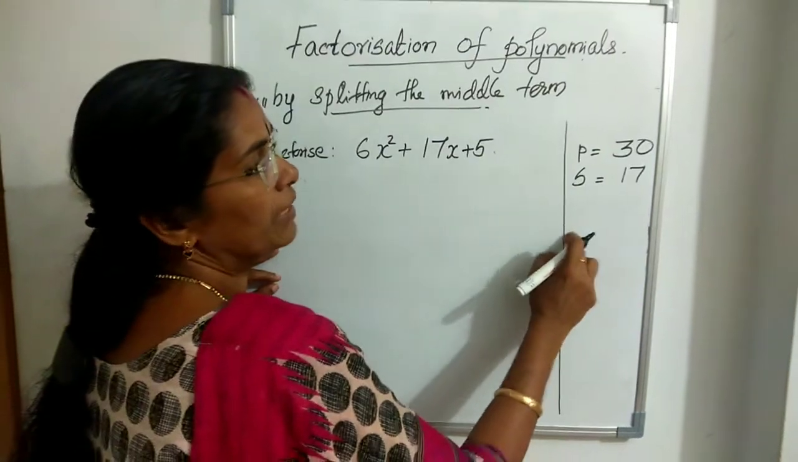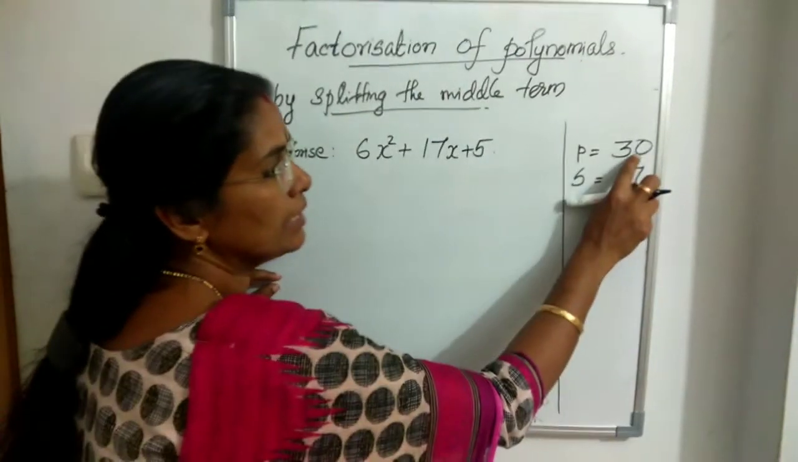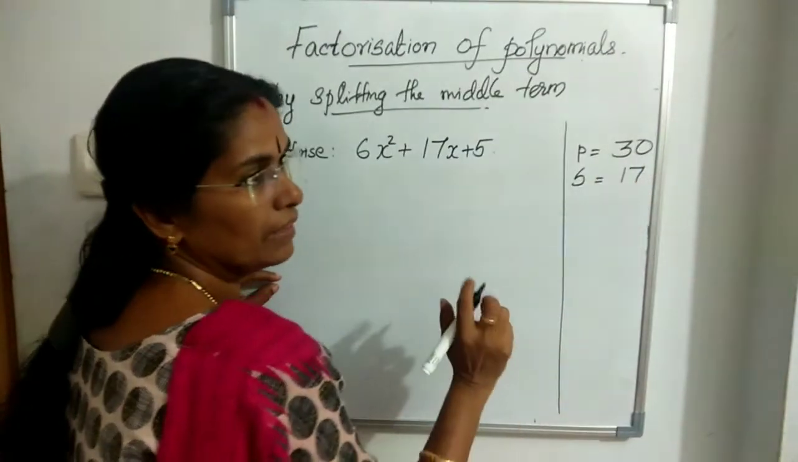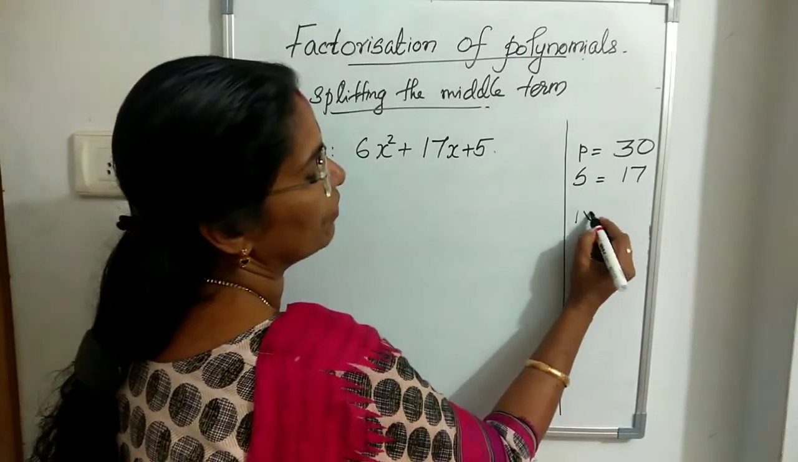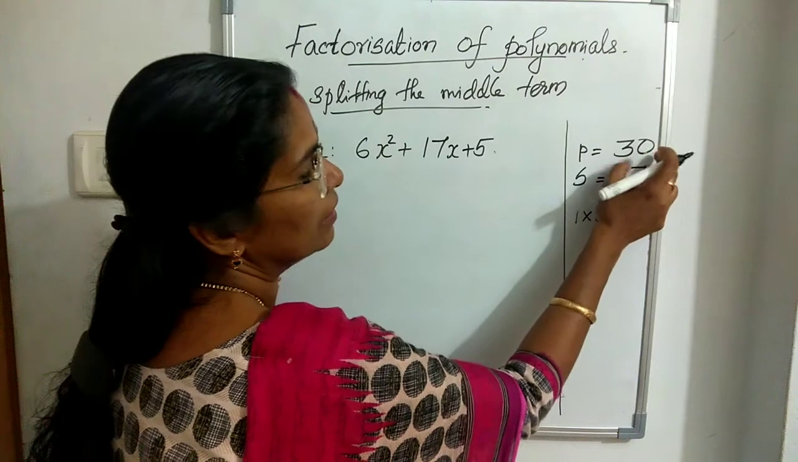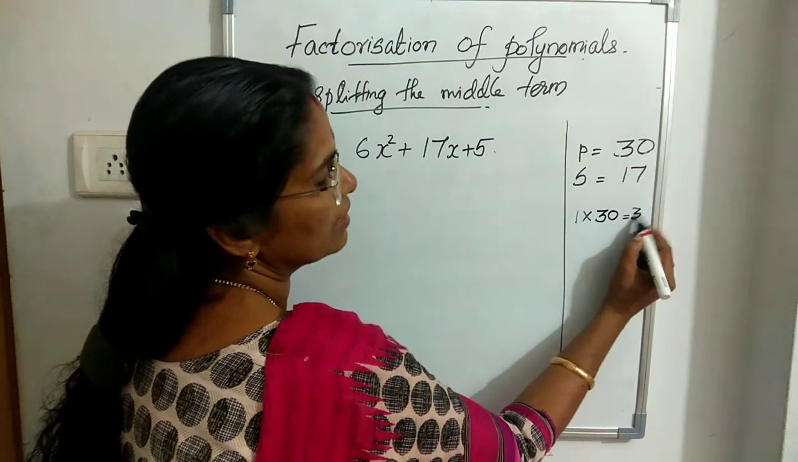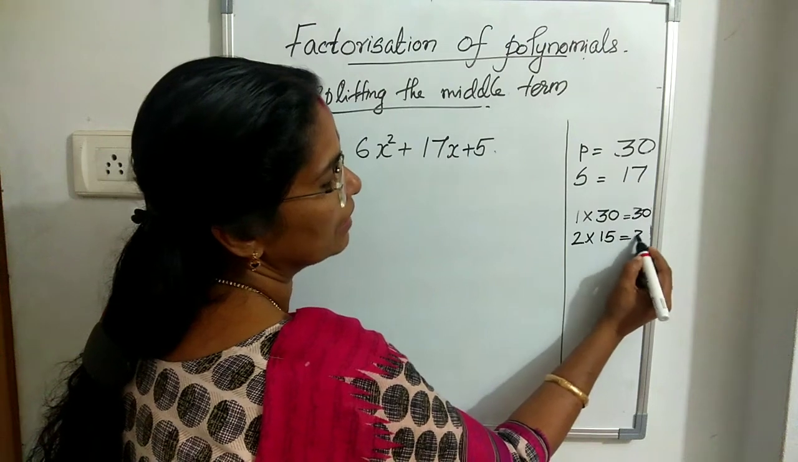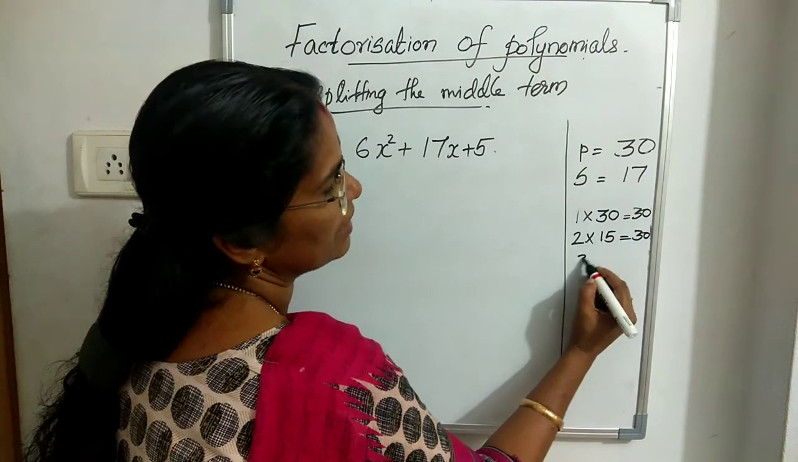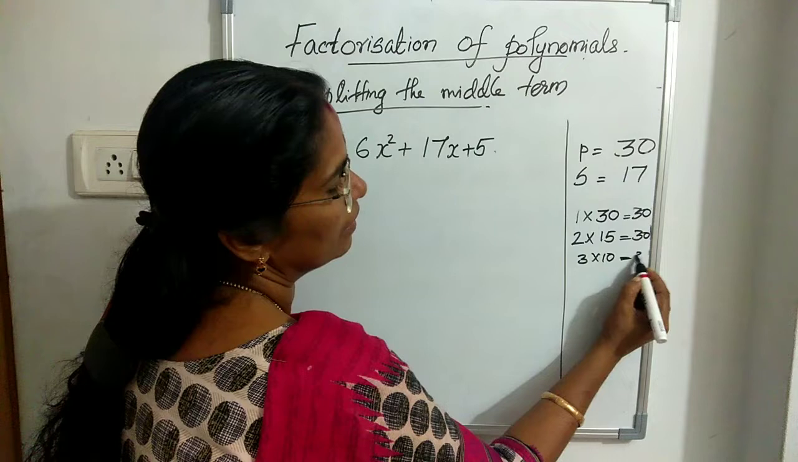Now we have to find two numbers whose product is 30 and whose sum is 17. Which are the pairs of factors? For this we find the pairs of factors of 30. That is 1 into 30 is 30. Another pair is 2 into 15 is 30. And another one is 3 into 10 is 30.